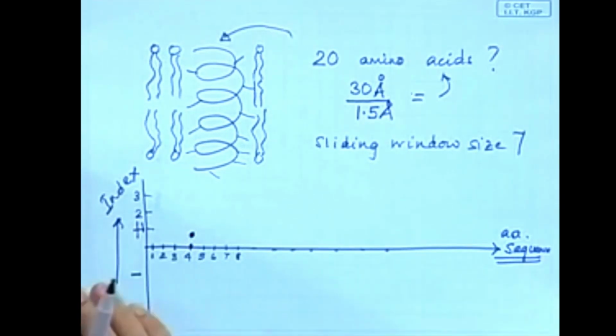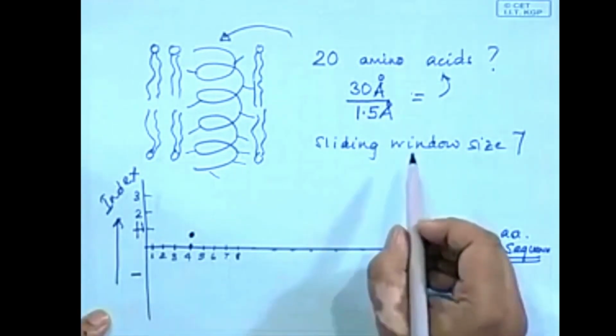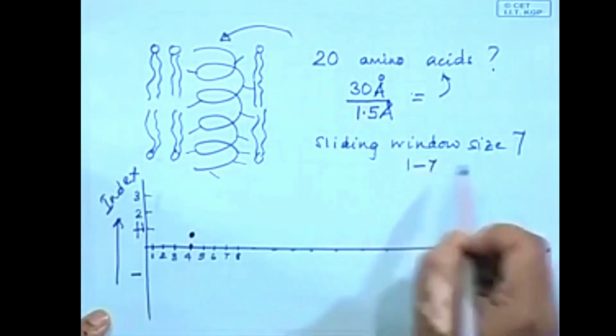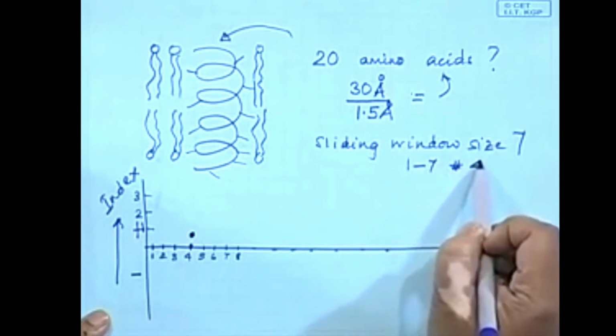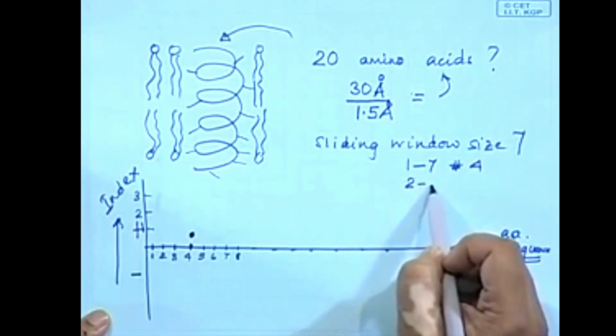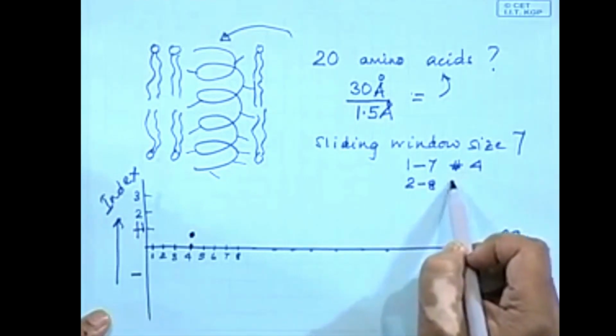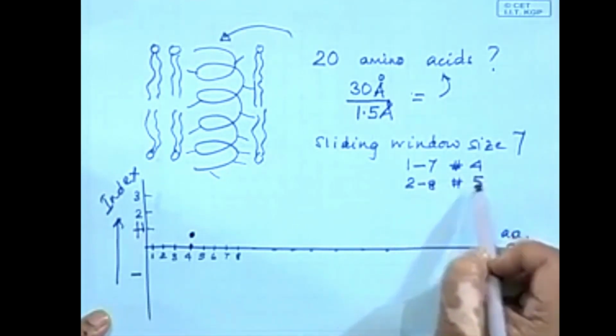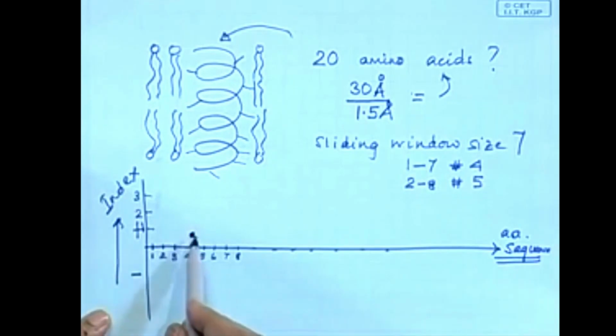Then when the window slid over from residue 1 through 7, which I assigned to residue number 4, I went from 2 to 8, which I assigned to residue number 5. That came out to be 0.07. So, that was very low down here. So, I can complete a whole plot for the protein, right?